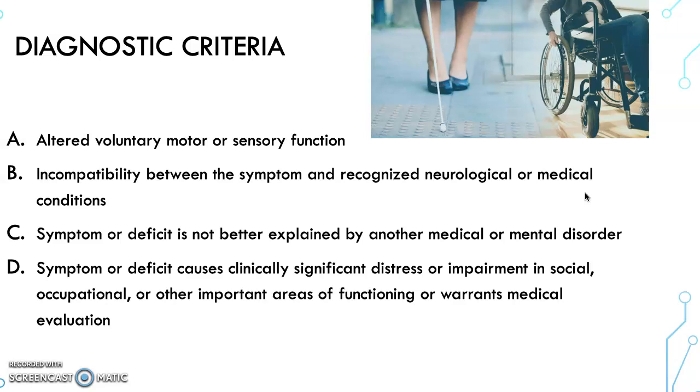So, for the diagnostic criteria, the first criteria is that there's an altered voluntary motor or sensory function. There's an incompatibility between the symptom and recognized neurological or medical conditions. The symptom or deficit is not better explained by another medical or mental disorder. The symptom or deficit causes clinically significant distress or impairment in social, occupational, or other important areas of functioning, or it warrants medical evaluation.